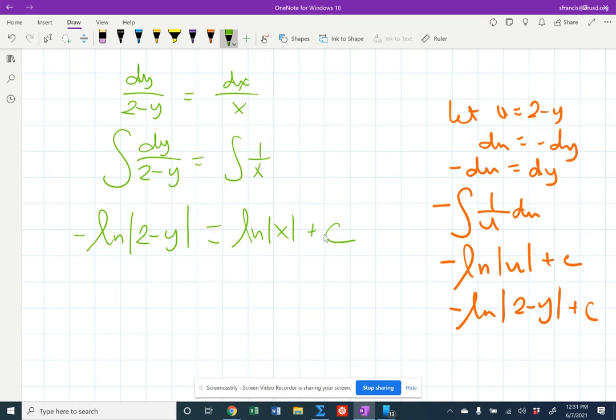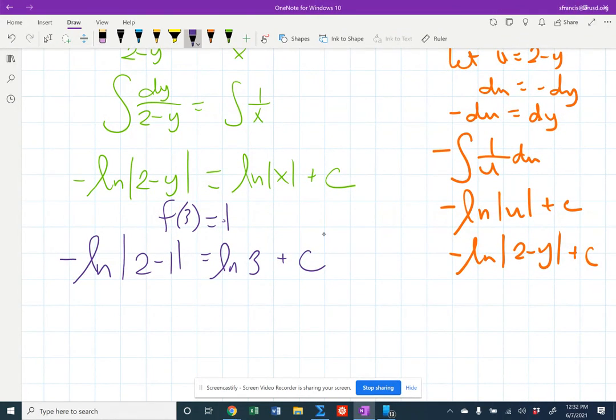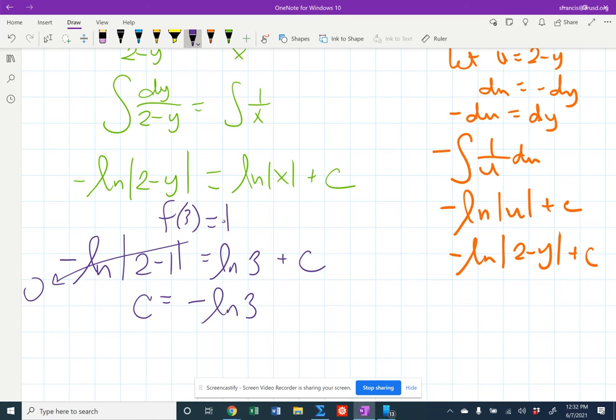Okay. Now that we have that, let's go find c. We know f of 3 is 1. Again, I forgot. We're going to use that to find c. So we've got negative natural log, plug 1 in for y, 2 minus 1 is equal to natural log absolute value of 3, but that's still just 3, and plus c. 2 minus 1, of course, is 1. The natural log of 1 is 0. So all of this is nothing. Okay, so that means c is going to be the negative of the natural log of 3.